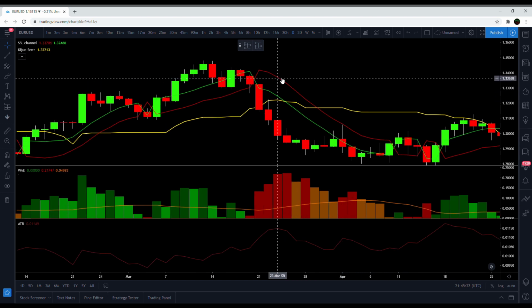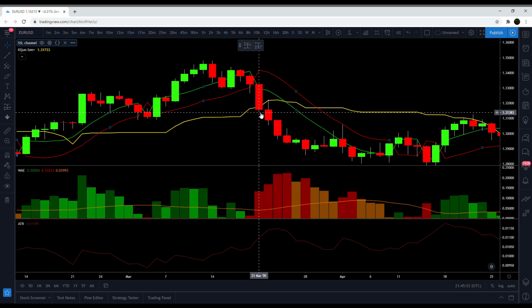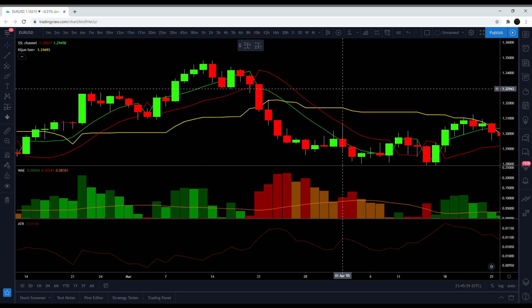An entry signal is going to be generated by the SSL channel. The SSL channel is calculated as moving averages of the highs and lows of the last 10 bars. So the settings for this right now are on period 10. So it's taking the averages of the very lows and highs of the last 10 bars and projecting those out as moving averages. So the green line going above the red line is indicating a bullish move, and the opposite indicates a bearish move. So we're using this for the entry signals.